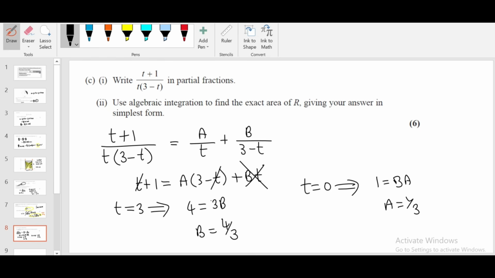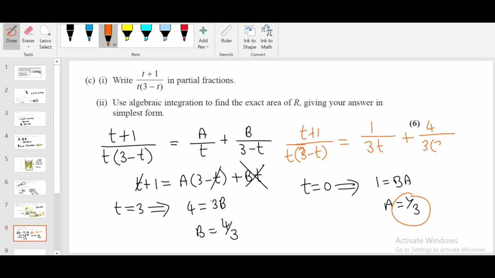So finally you need to write this step at the end if you don't want to lose marks. t plus 1 divided by t times 3 minus t is equal to a over t. A is this, so put it this way, a over t, put the denominator together with t, plus b over 3 minus t, 4 over 3 times 3 minus t. That's it. Now use algebraic integration to find the area R.